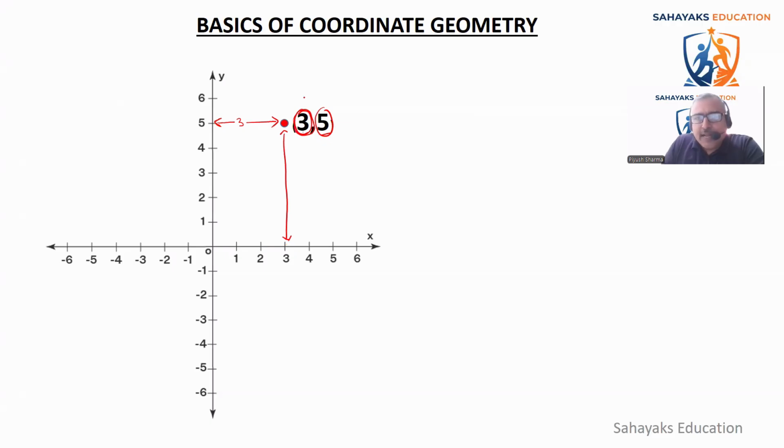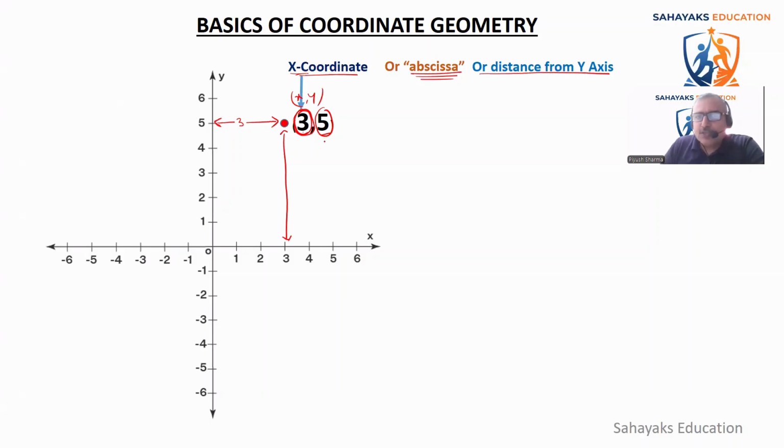Okay, this is called xy coordinates. This is x, the x coordinate. What is the x coordinate? We also call the x coordinate the abscissa, and it is the distance from the y-axis.